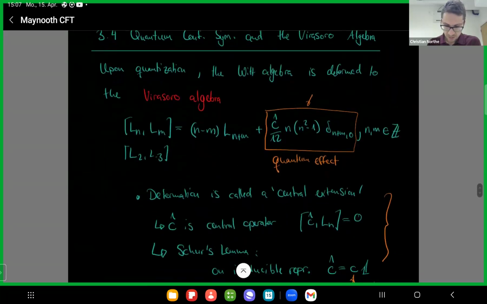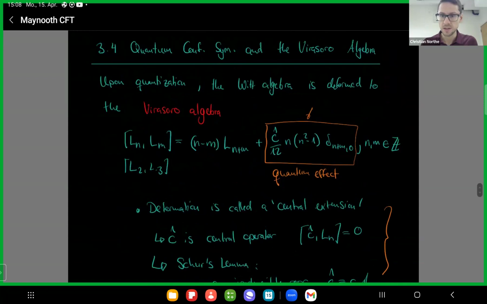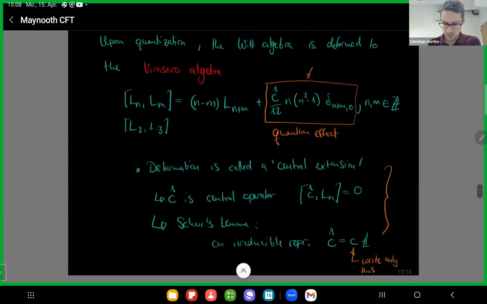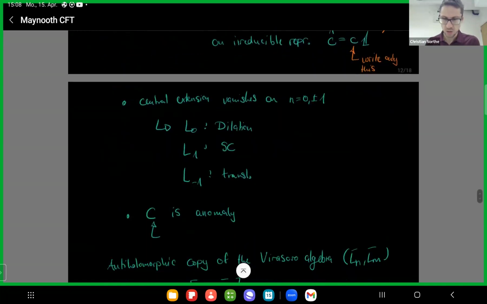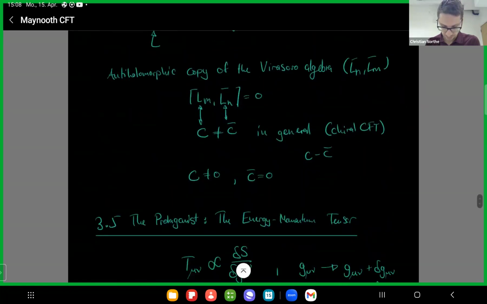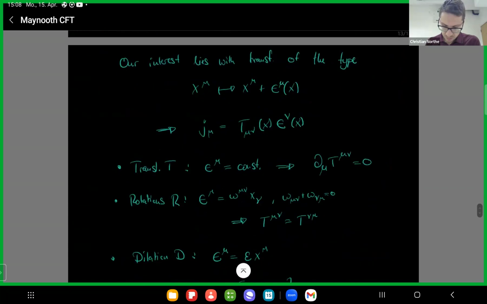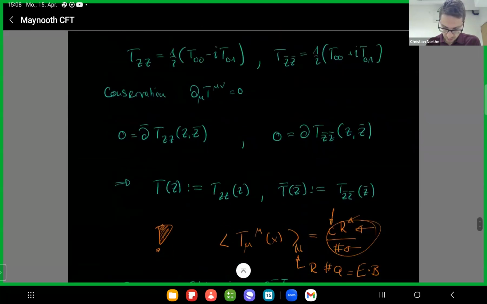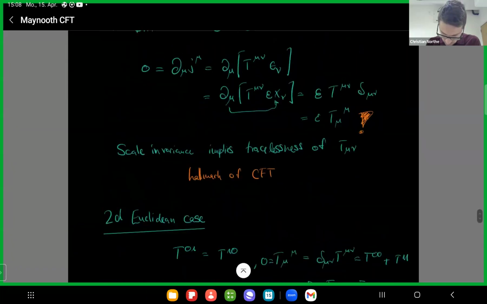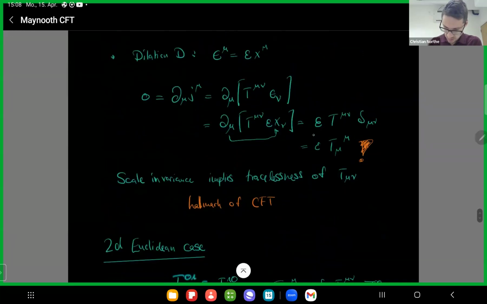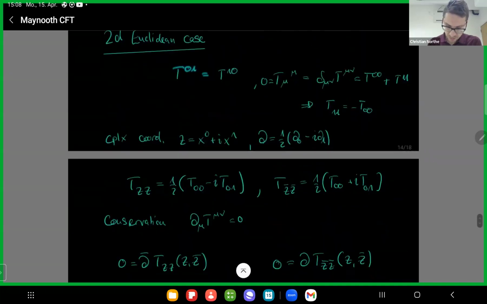then I argued that in the quantized version, this algebra is being deformed. There's sort of a quantum correction, and that's the central extension. The central extension, central means in the math literature, it commutes with everything. And physically, this term is essentially an anomaly. Okay, we discussed that. And then we talked a bit about the energy momentum tensor and came to the conclusion. The first important conclusion is that the energy momentum tensor, where is it? Is traceless. Here we go. This piece here, the energy momentum tensor is traceless. This is a hallmark of a CFT.